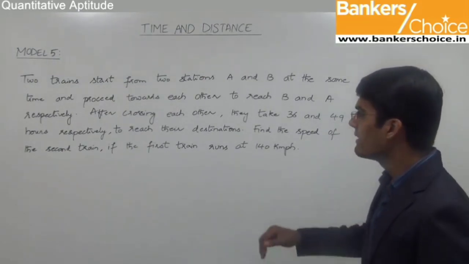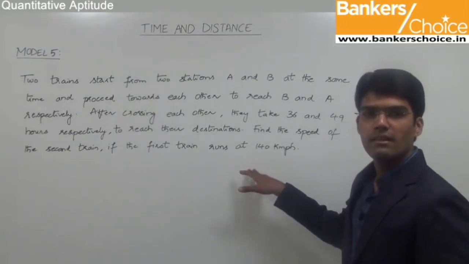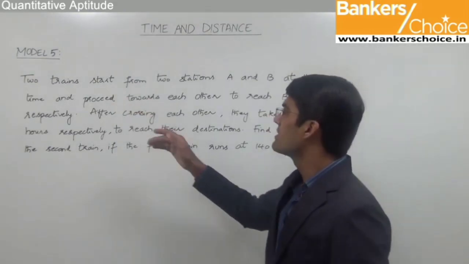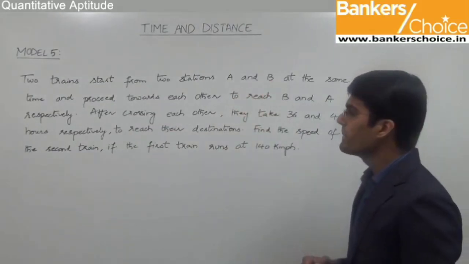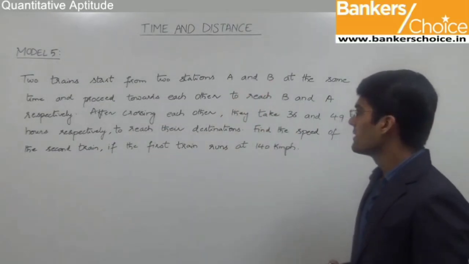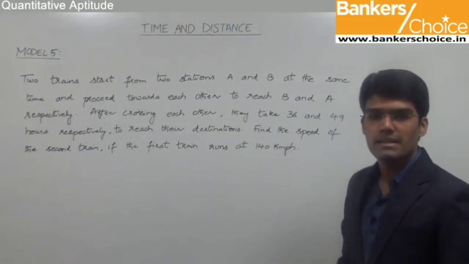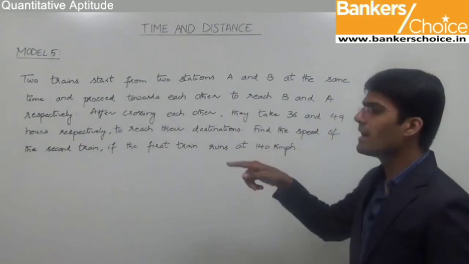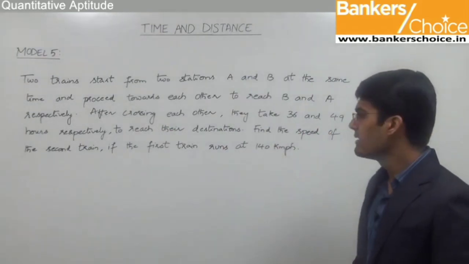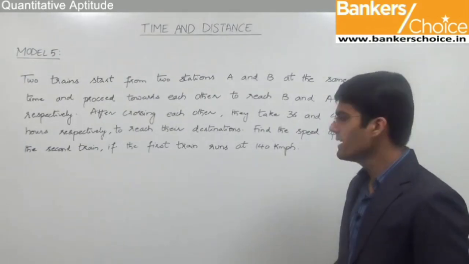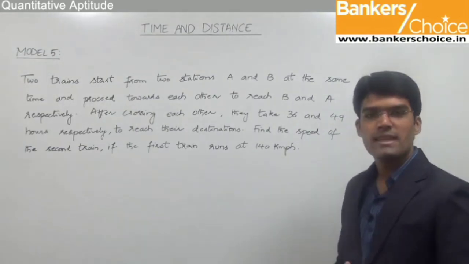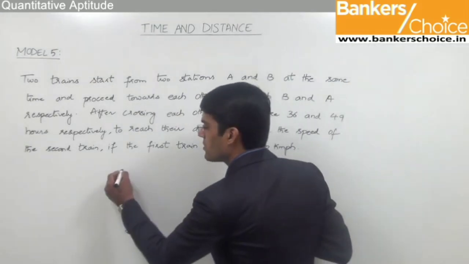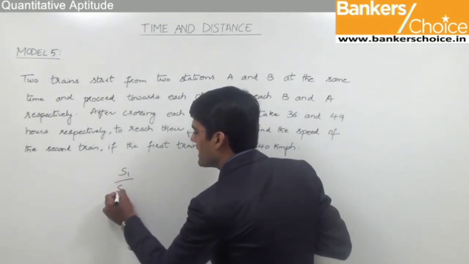So as you can see here, this question is quite in line with the model that we have discussed. Here we have got two trains which start from 2 points A and B and they proceed towards each other, and their destinations are B and A respectively. After crossing, they take 36 and 49 hours to reach their destinations. So we need to find out the speed of the second train, and the speed of the first train is given as 140 kilometers per hour.